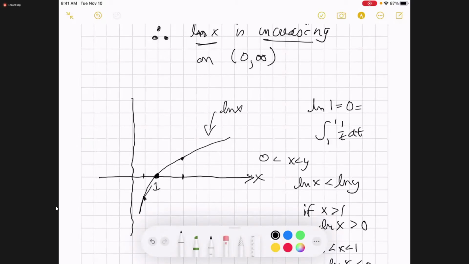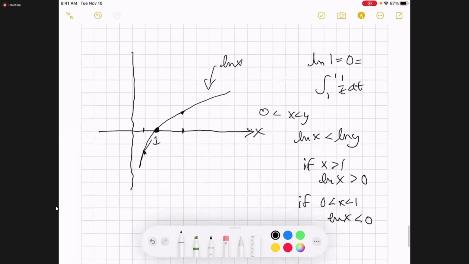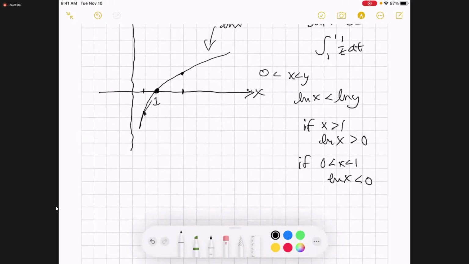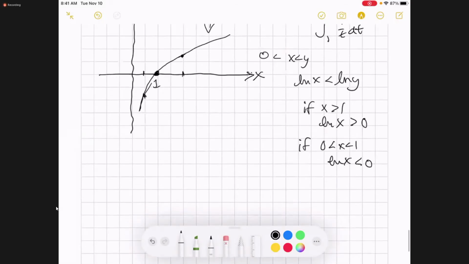Could you scroll down a little bit so I can see the rest of your writing? Sure. Okay.